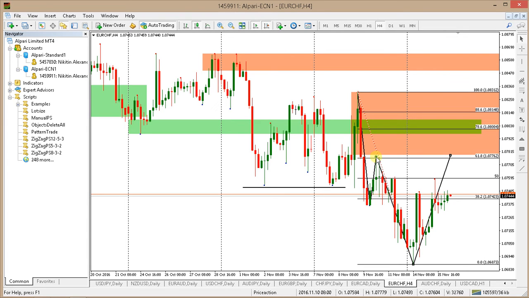For example, we have that B point very deep. It was very deep, yes? So 786, when you stretch it here, is not valid because it is lower than the B point. But if our B point is here, then it is a valid Cypher. In this particular case, of course, we have a D point completion higher beyond that B point. So the pattern is valid.